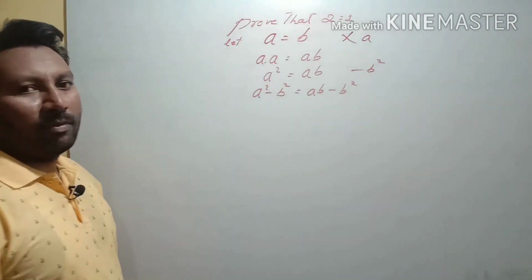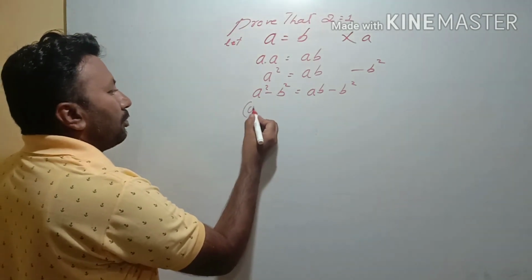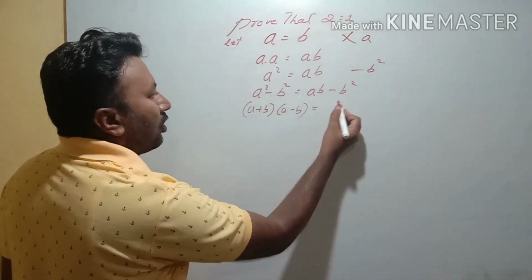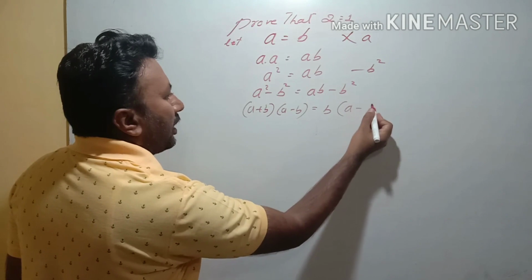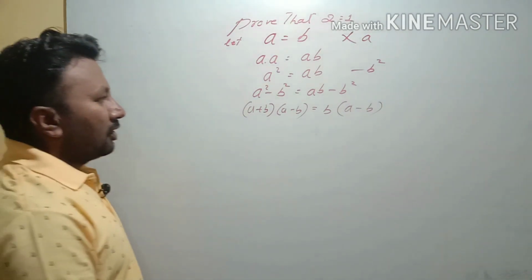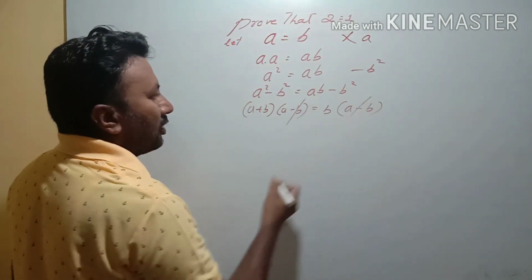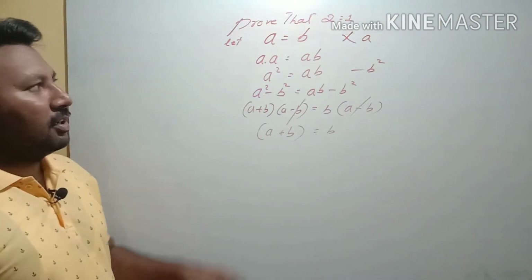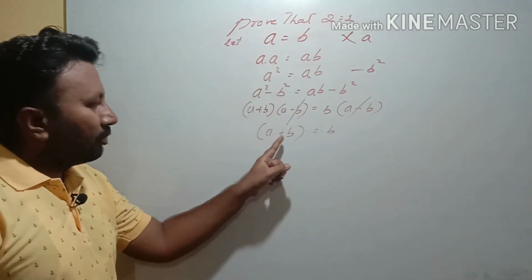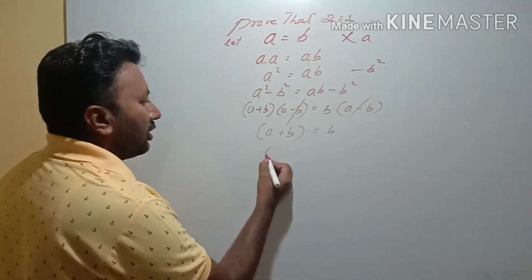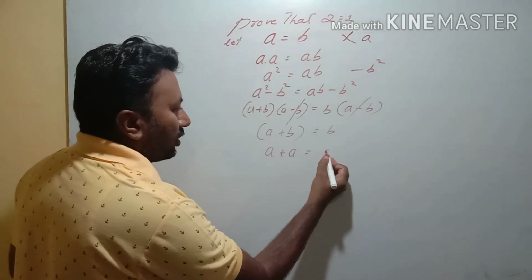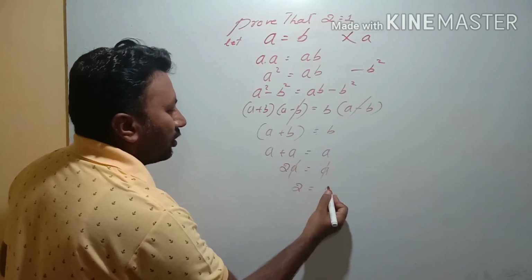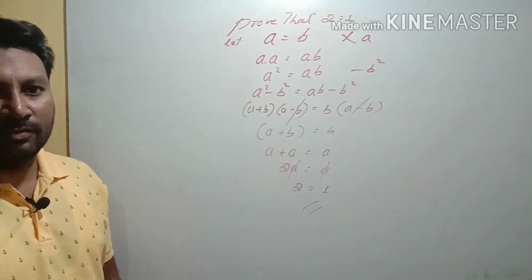Now just to see it in the form of A square minus B square, it is A plus B into A minus B, which is equal to, B is common here, B into A minus B. Okay, see here, A minus B gets cancelled. Remaining A plus B is equal to B. What is our assumption in the beginning? A is equal to B. Instead of B, I am going to put A. That is A plus A is equal to A. A plus A, 2A is equal to A, A gets cancelled, 2 is equal to 1. This is the required solution.